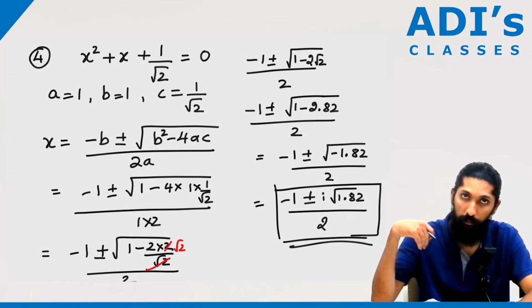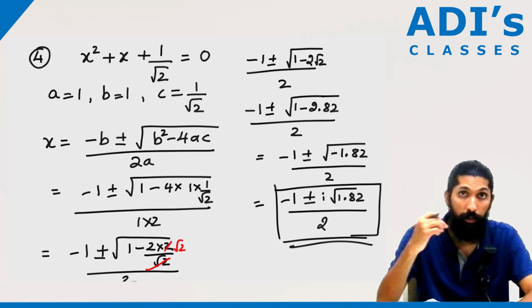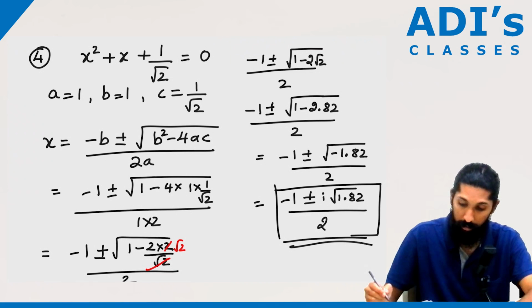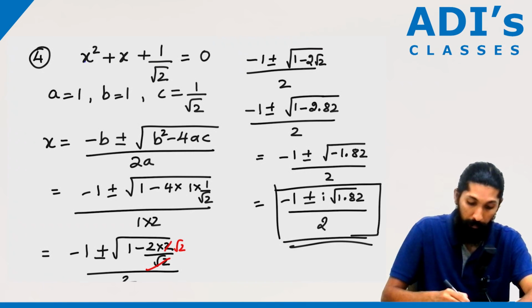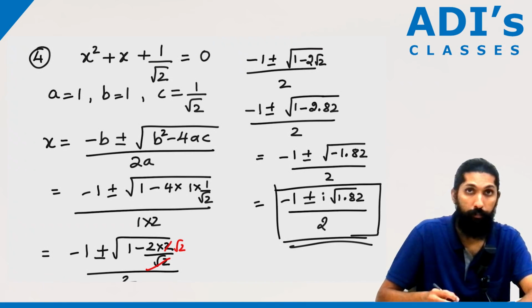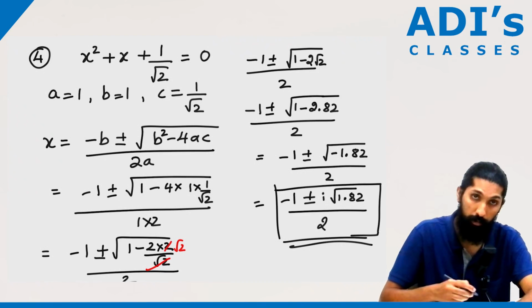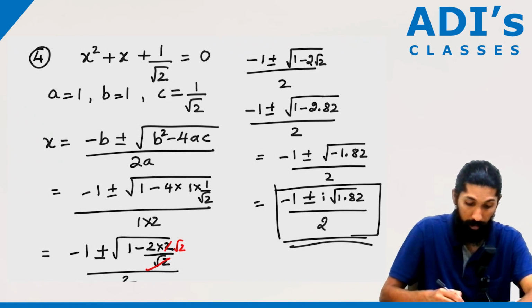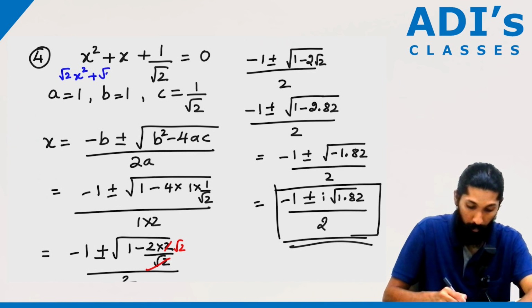See, this is one way of solving. There is one more way. See, in the question itself, multiply the whole equation by root 2. Okay, multiply the whole equation. So the whole equation changes to root 2x square plus root 2x plus 1 is equal to 0.